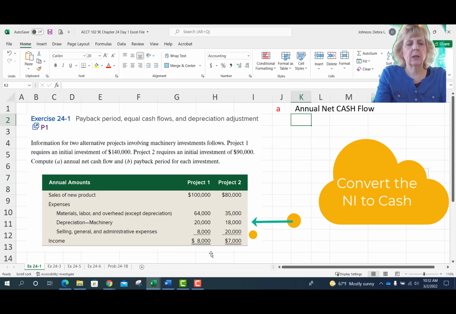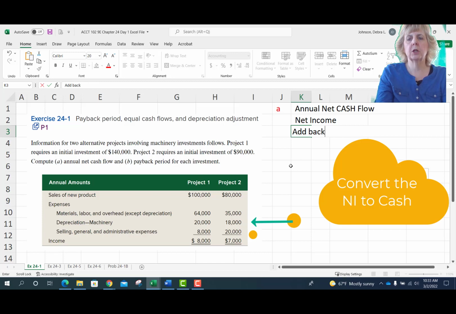As we know, depreciation is a non-cash cost. Depreciation is a systematic allocation of the cost of an asset over its life. So one easy way to do that would be to take a look at this net income of $8,000, then add back the depreciation. So I'll show you that way, net income, and we're going to add back the depreciation because it is a non-cash item.